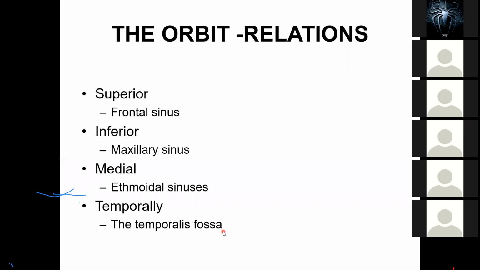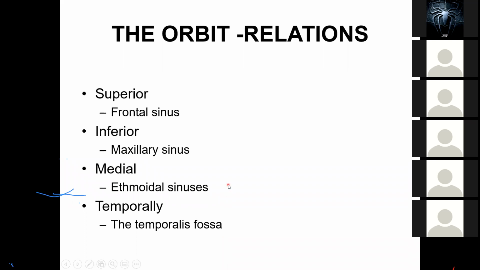So if you're asked for the relations of the orbit, or the space in which we find the eyeball, this is what is expected of you. Superiorly, you have the frontal sinus, inferiorly is the maxillary sinus, medially we have the ethmoidal sinus, and temporally, or laterally, the temporal region is the same as the lateral region. It's related to the temporal fossa.